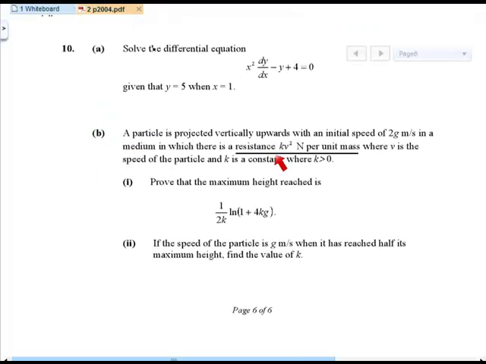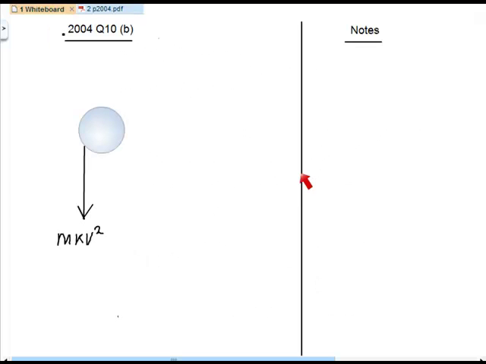Go back to the question, we'll see that there is no other force actually mentioned, but in cases like this we have to assume that weight is acting downwards. Weight is always acting downwards on any object, and this weight is given by mg. So you would be expected to put in mg even though you're not explicitly told to put it in. So mg is the weight downwards.